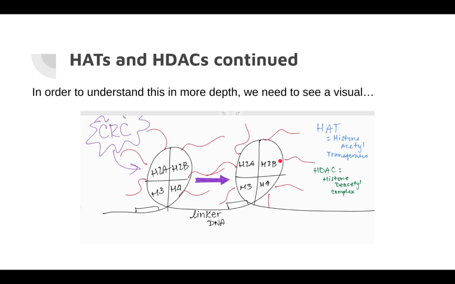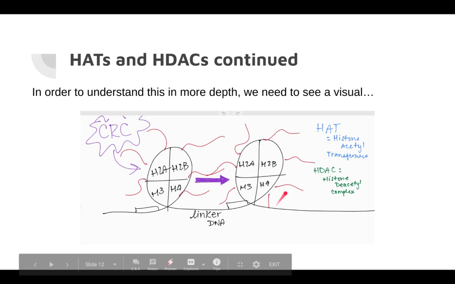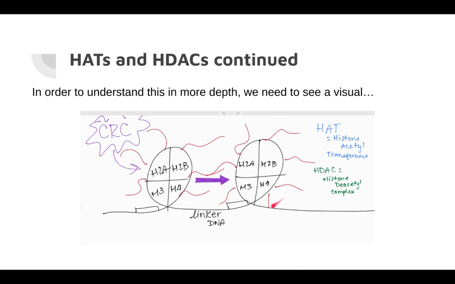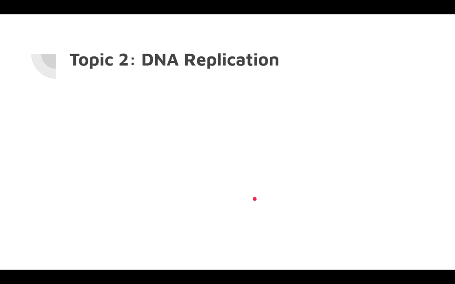Once that's all done and dandy, we can call in an HDAC. HDAC is going to come in and remove the acetyl groups from these lysine tails. That's going to restore the positive charge, and that's going to make DNA and the nucleosome locked tightly together again, which will make DNA inaccessible once again.